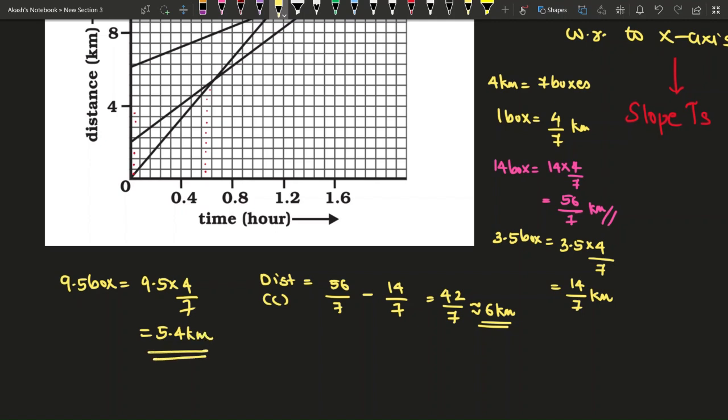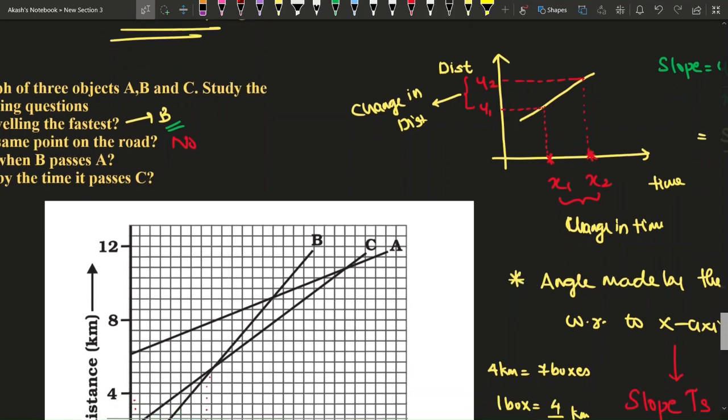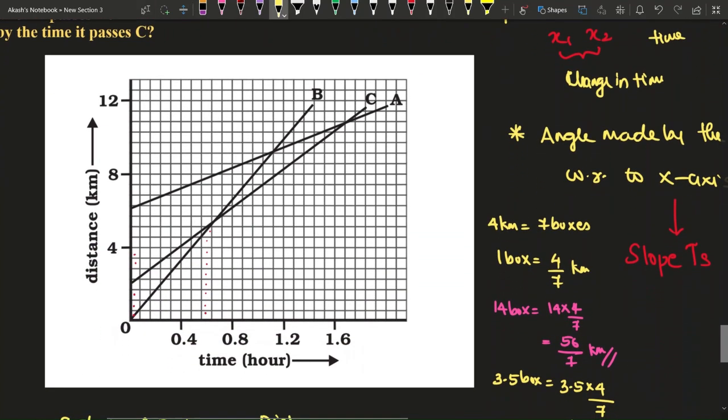So the distance traveled will be 5.4 kilometers. They are asking you to calculate how much distance is traveled by B when it passes C. It is passing C at this particular point. At this point, it almost traveled like 9.5 boxes. So 9.5 into 4 by 7 is the distance traveled.